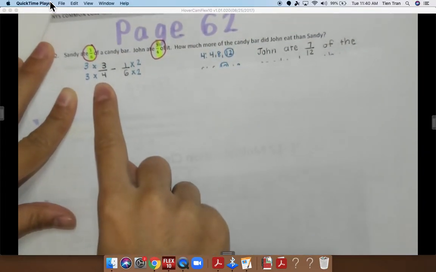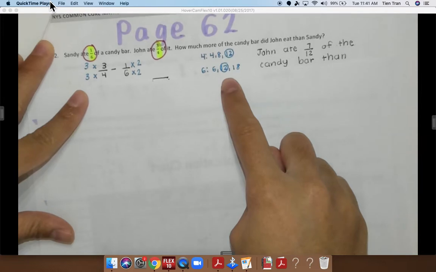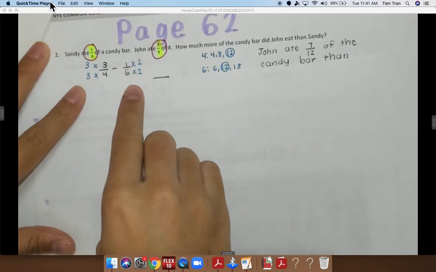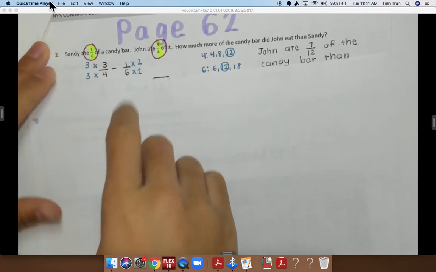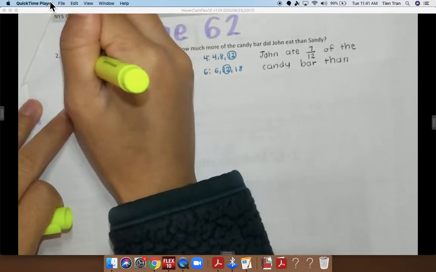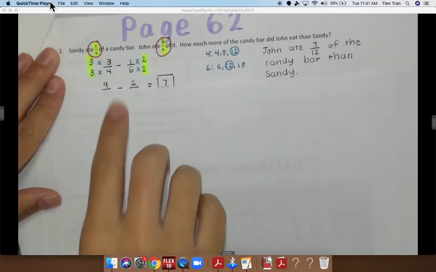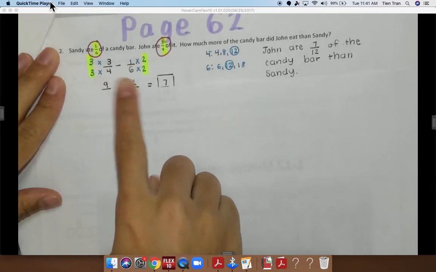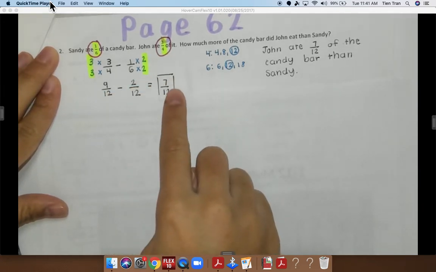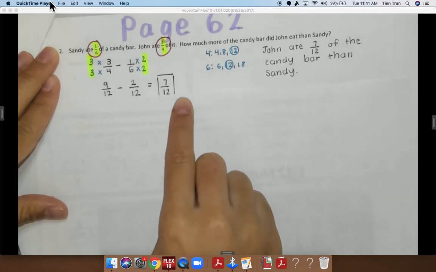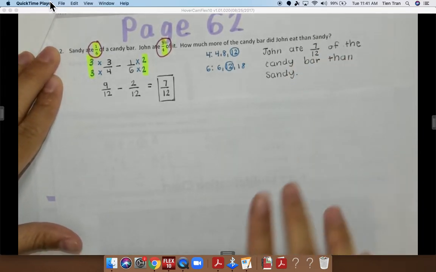Now I need to find the common denominator for 4 and 6. And when I looked for the common denominator, I noticed that 12 is the common multiple. So I'm multiplying times 2 because 6 times 2 is 12. And over here, 3 times 4 is 12. So I'm multiplying 3 and 3. Now I'm going to solve. 3 times 3 is equal to 9. And 1 times 2 is 2. 3 times 4 is 12. And 6 times 2 is 12. 9 minus 2 is equal to 7. So I get 7/12 because I bring the denominator right over. So John ate 7/12 of the candy bar more than Sandy.